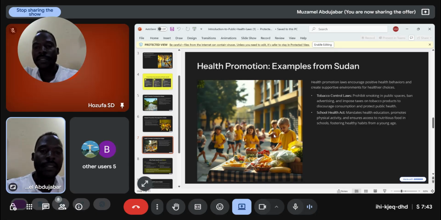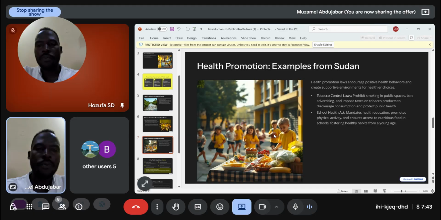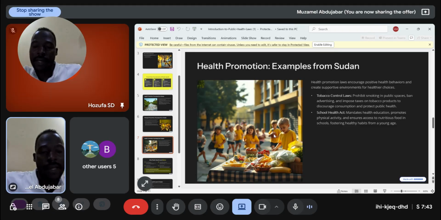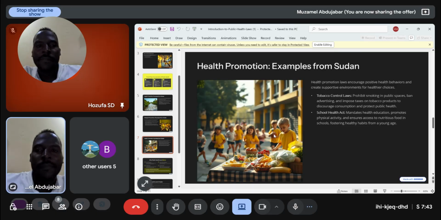In addition, there are taxes on tobacco products. There are high taxes on tobacco products that can discourage tobacco companies and reduce the manufacturing of tobacco. Also, the School Health Act mandates health education, giving people education about health. Additionally, it promotes physical activities; sometimes they give students time for exercise, and ensure access to nutritious food in schools, fostering healthy habits. All of this is considered health promotion.